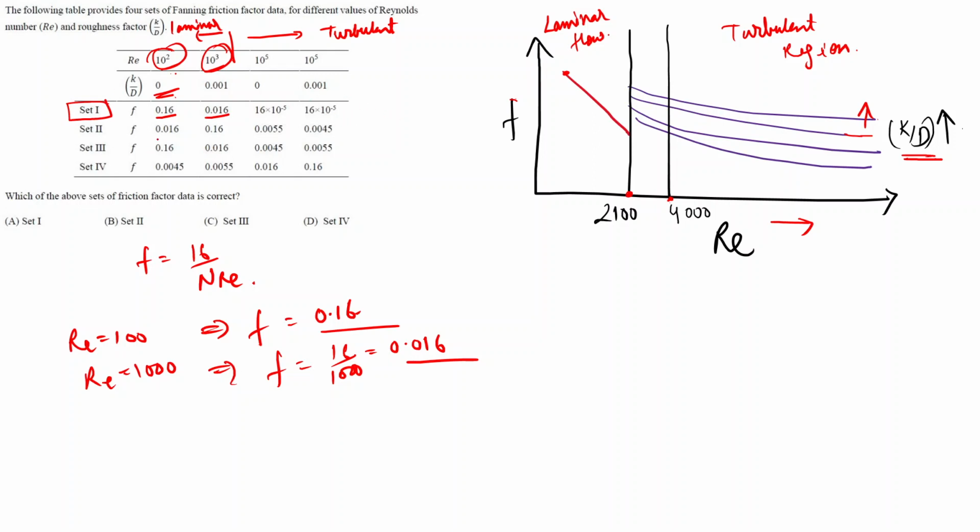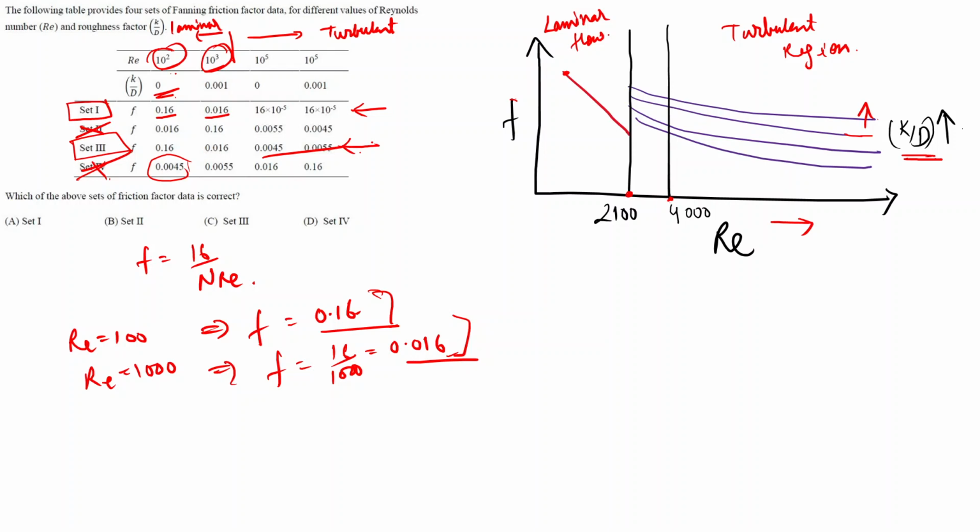Now for set 2, we can see that the friction factor for Reynolds number of 100 is 0.016. That is incorrect. So this set 2 is incorrect. And for set 3, again the friction factors are 0.16 and 0.016. That is what we have calculated. So this can be correct depending on these two values. Now in set 4, the friction factor is not this 0.16 and 0.016. So set 4 is also an incorrect answer. So right now we have 2 candidates for the correct answer, that is set 1 and set 3. Any one of the 2 can be correct.